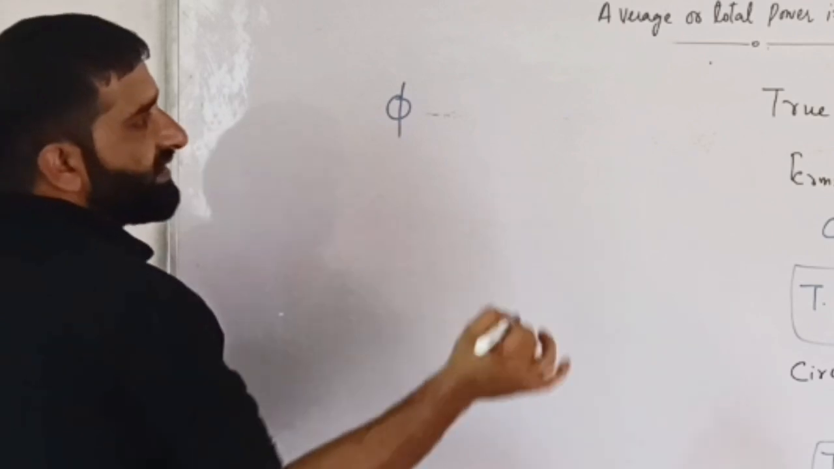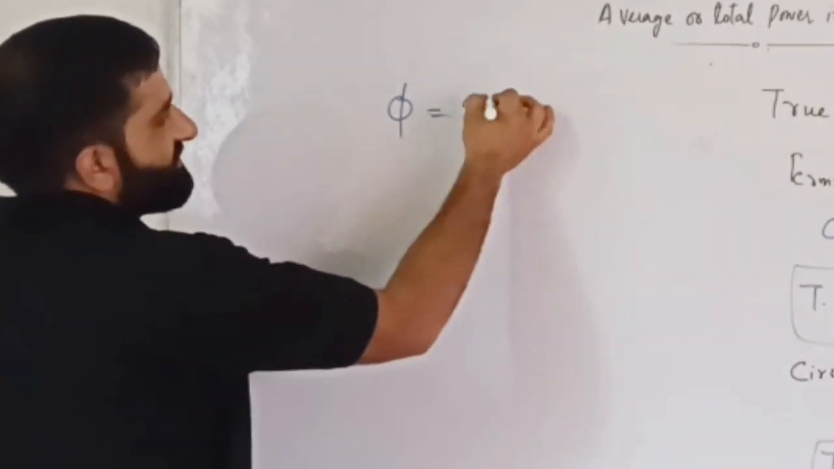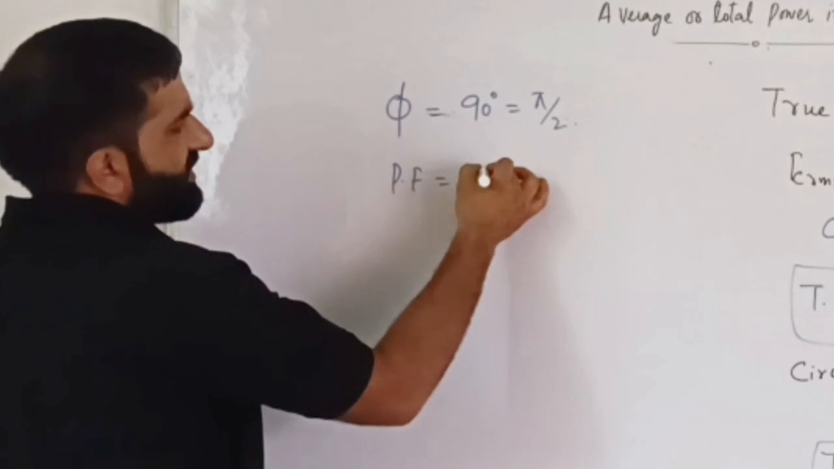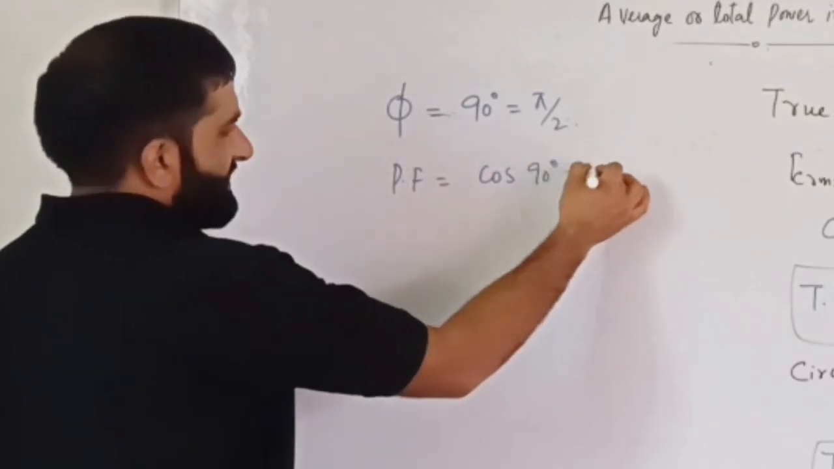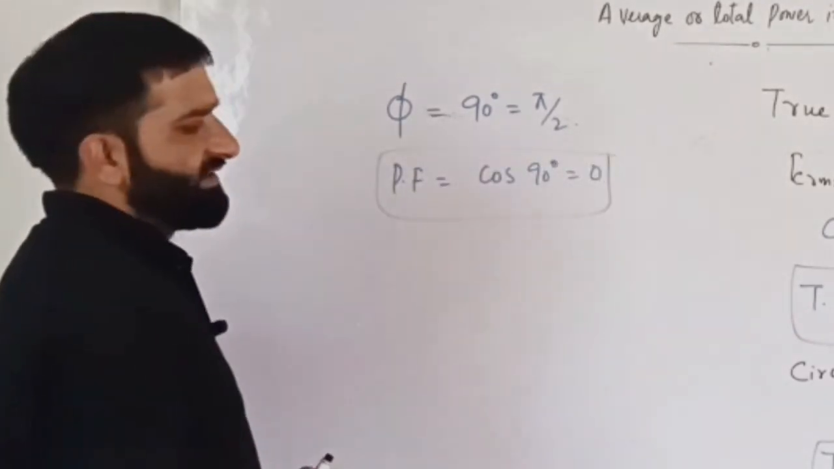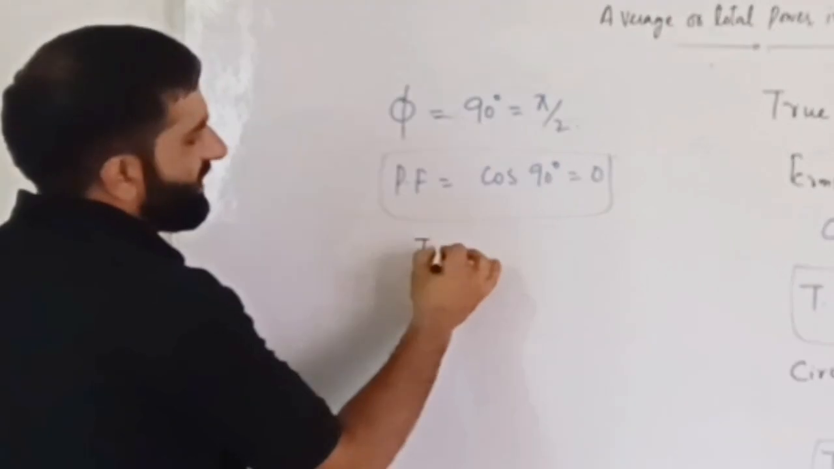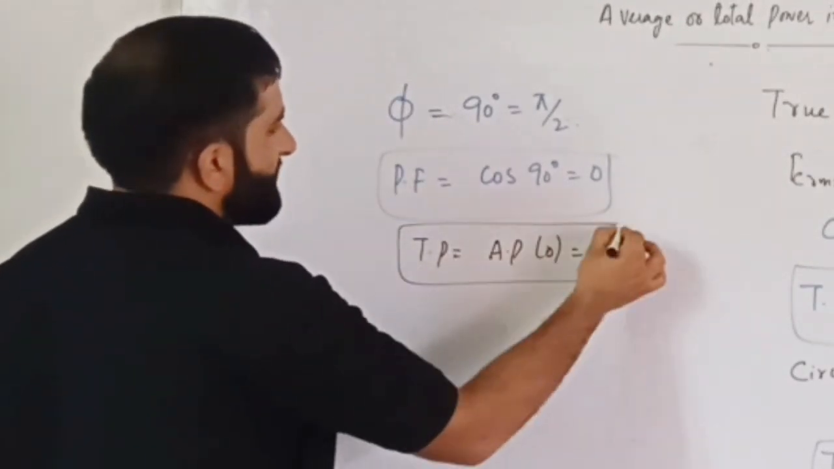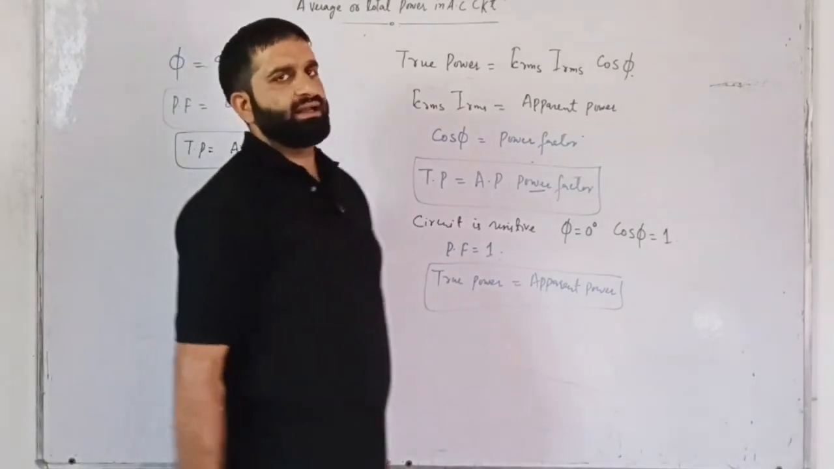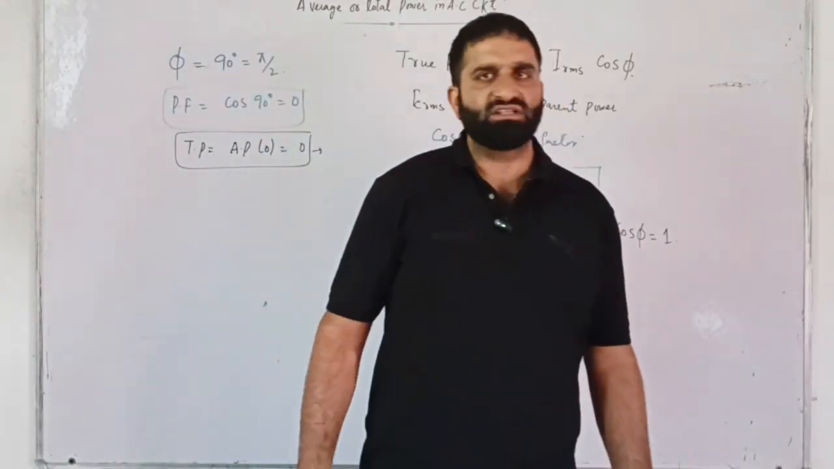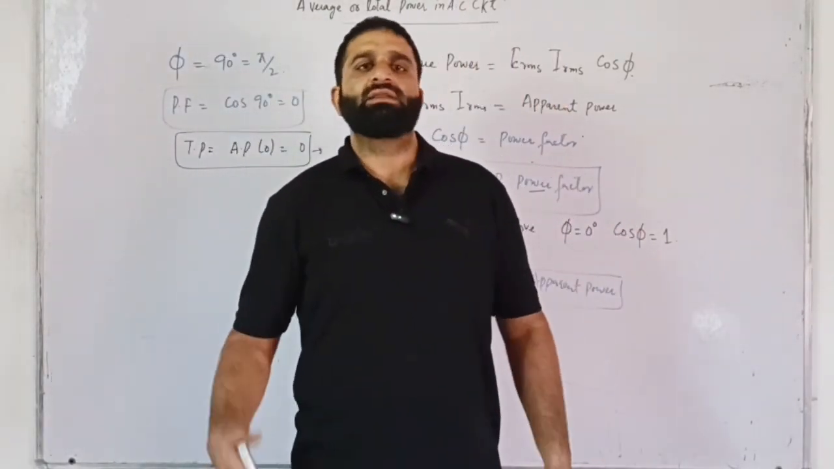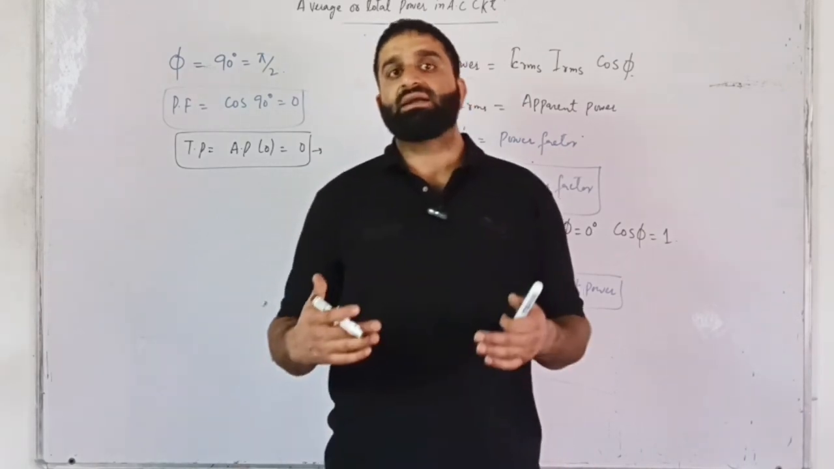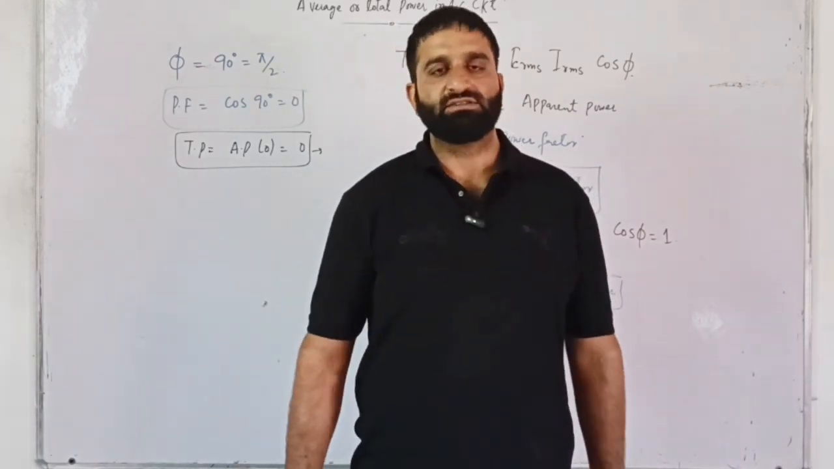When a circuit is purely inductive or purely capacitive, the phase difference is equal to 90 degrees or pi divided by 2. In that case power factor is equal to cos of 90, that is equal to 0. So if the power factor is equal to 0, in that case the true power is equal to apparent power into 0. So true power is equal to 0. That means when we are having a circuit that is containing pure capacitance only, or pure inductance only, in that case the passage of current through that circuit doesn't need any power. That current is called wattless current.